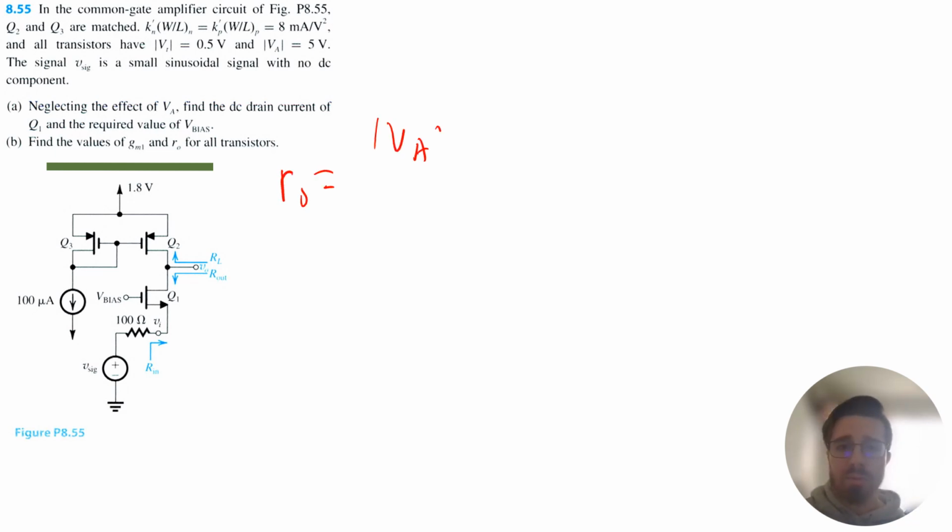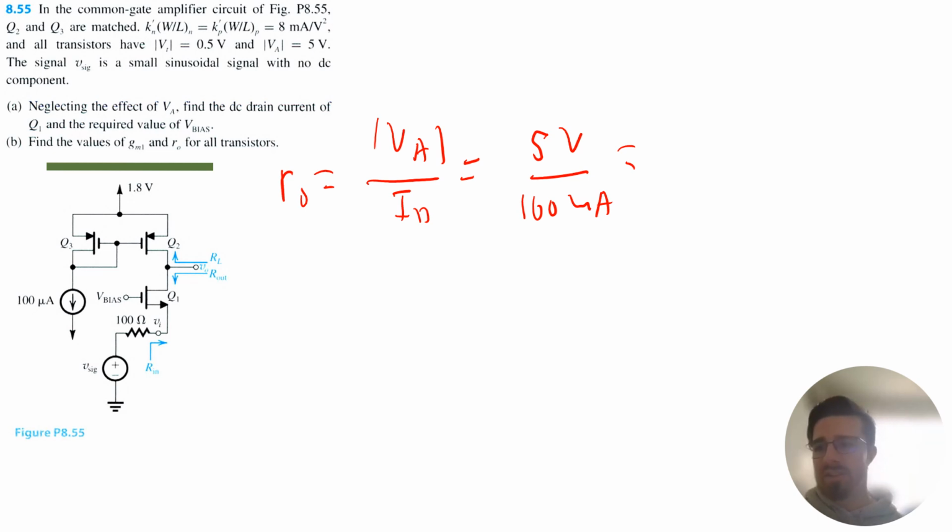So the output resistance will be VA over the drain current. All the transistors have the same early voltage, it's 5 volts. All transistors have the same drain current, which is 100 microamps. So that would be 50 kilo ohms for the output resistance.